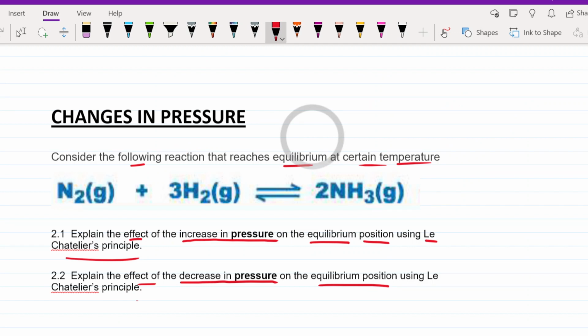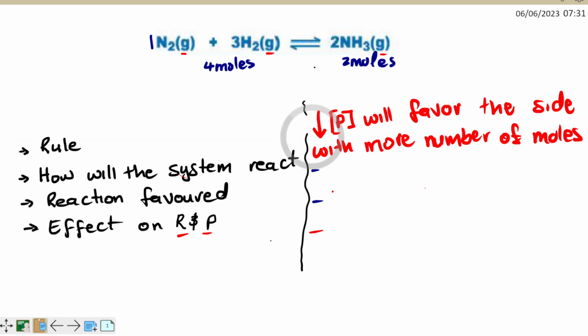The second question was saying, explain the effect of the decrease in pressure on the equilibrium position using Le Chatelier's principle. Now we want to see what happens when we decrease the pressure. So the rule will say, if we decrease the pressure, the decrease in pressure will always favor the side with more moles. Which side has more moles? It is the reactant side. That means the reverse reaction will be favored.